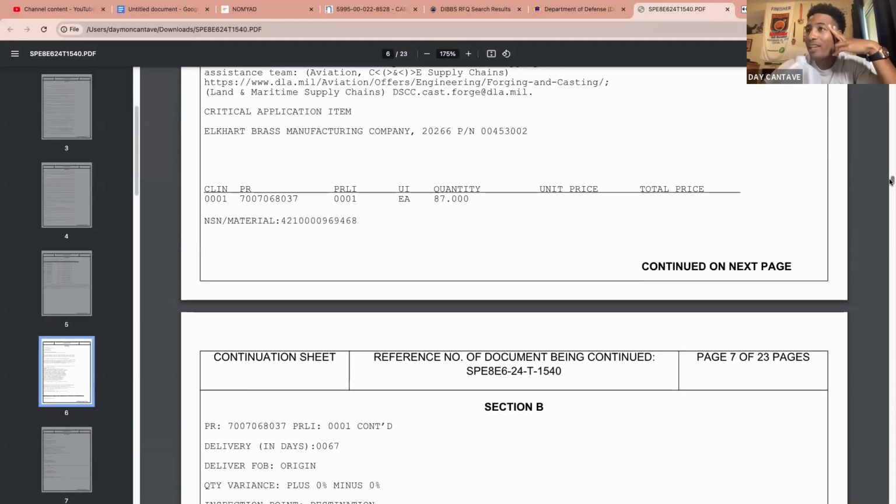But yeah, unit of issue right here. This is each, so this means one individually.